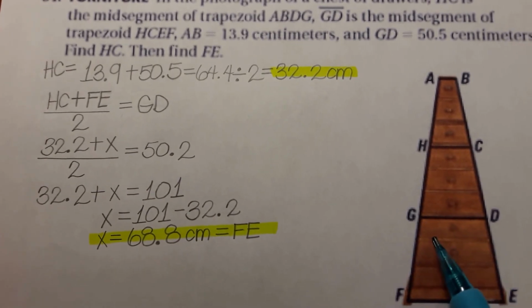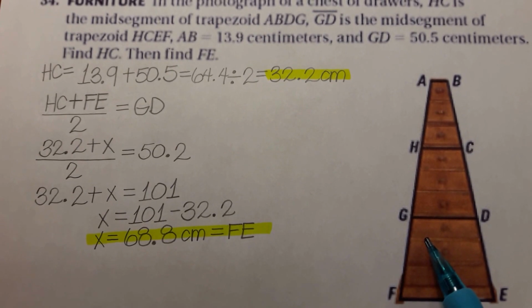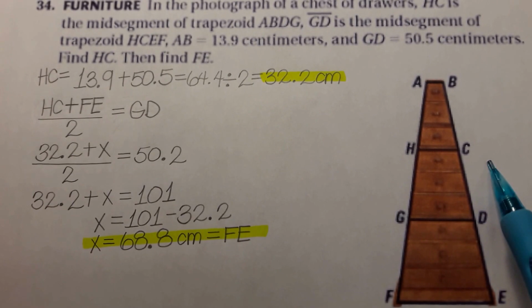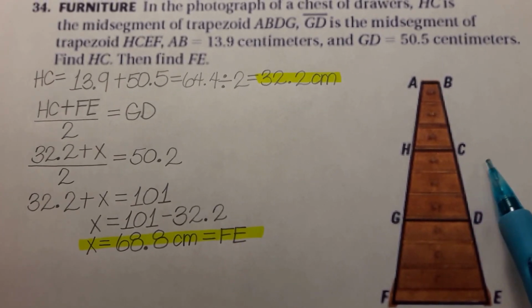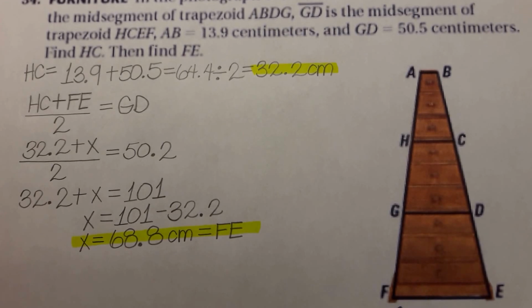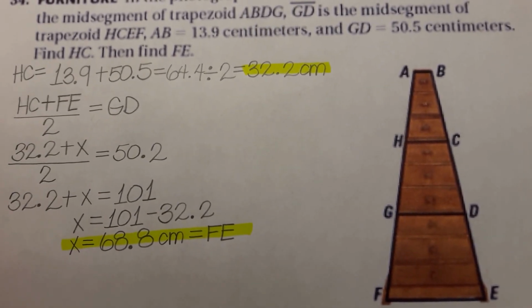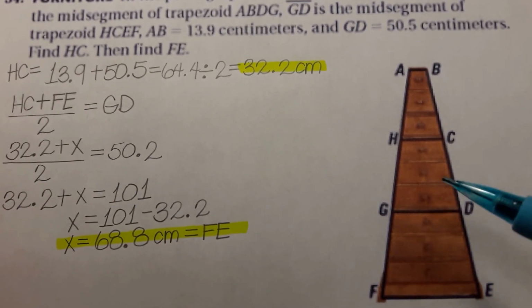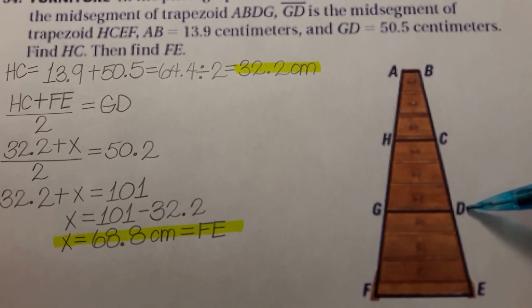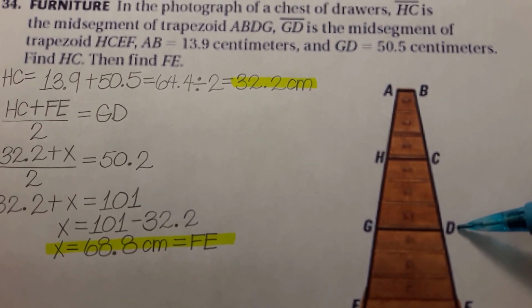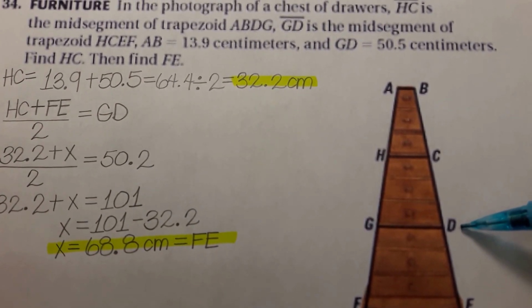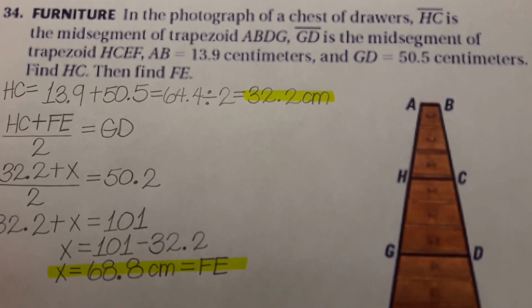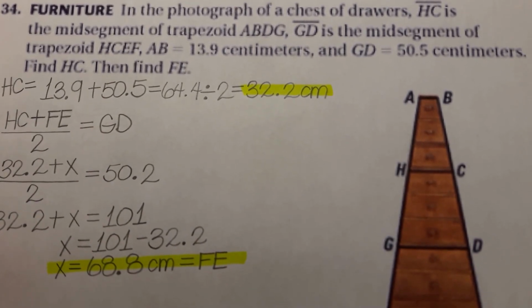So I have to find FE. To find FE, I have HC, which is 32.2, and FE is what I'm looking for. And I have GD. So I know that it has to be a number bigger than GD, which is 50.5. So once I do my answer, I should be able to look at the number and see, does it make sense? Okay, so looking at this, I'm going to keep it pretty simple.